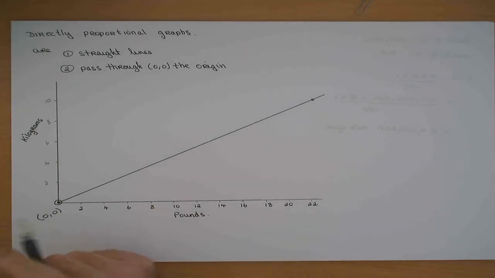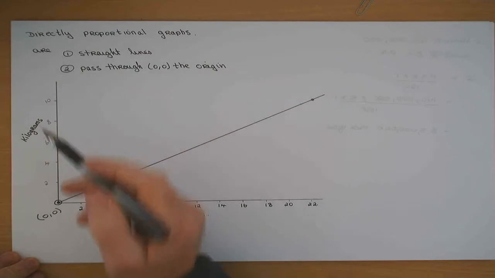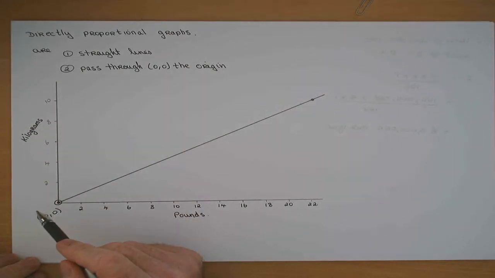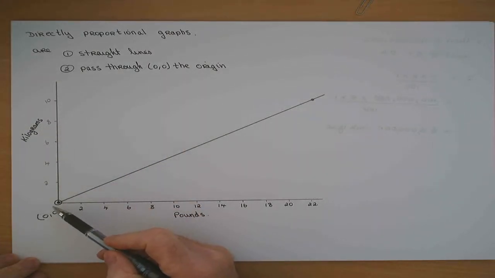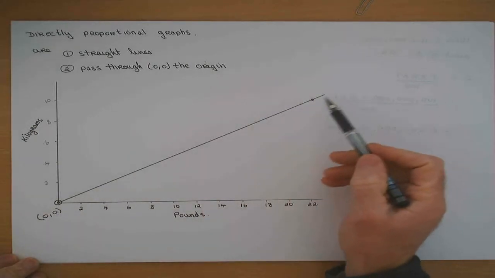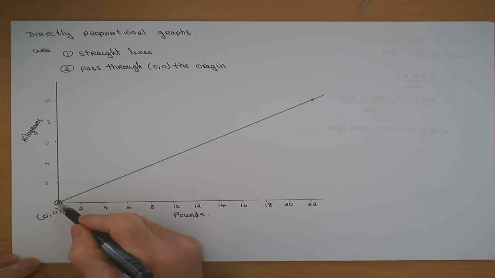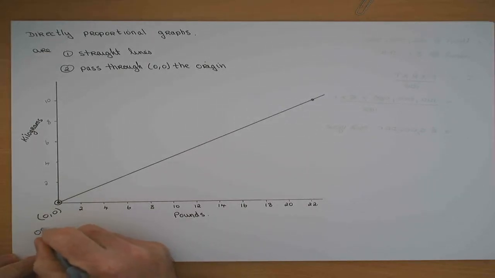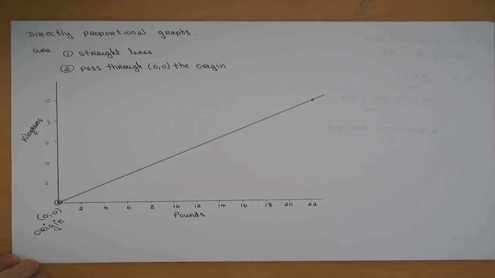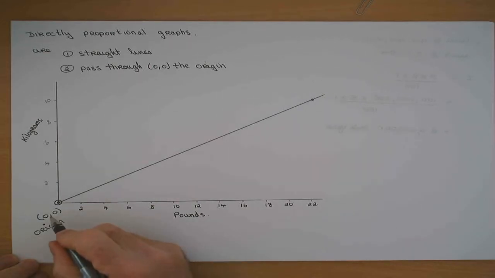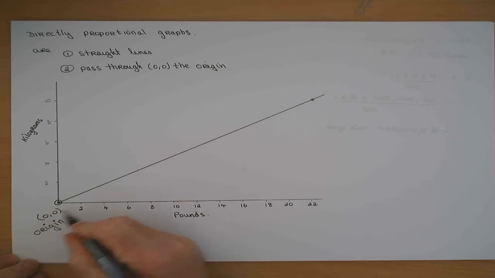Proportional graphs means as one thing increases, so too does the other. All right? Directly proportional graphs are always straight lines, and they always pass through that point 0, 0. That point 0, 0 is known as the origin. So if they ever mention the origin, they mean which point? 0, 0. And that's how you recognize directly proportional graphs. They pass through the origin, and they're a straight line.